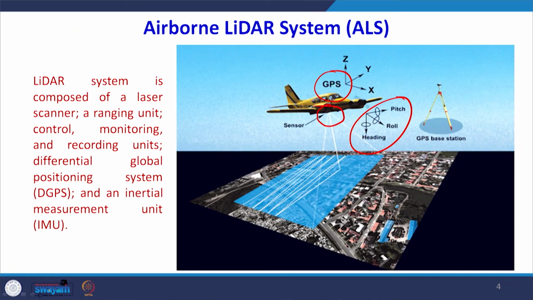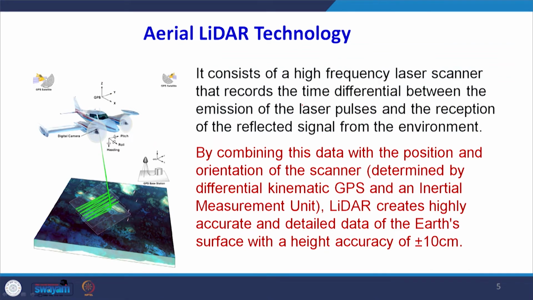The airborne LiDAR system is mounted here, the sensor is mounted at the bottom, and it will scan the entire earth surface. It will give very accurate real-world coordinates because of the GPS; you can georeference that data. This device, which is scanning a very large part of the earth surface, is carrying a very high frequency scanner.